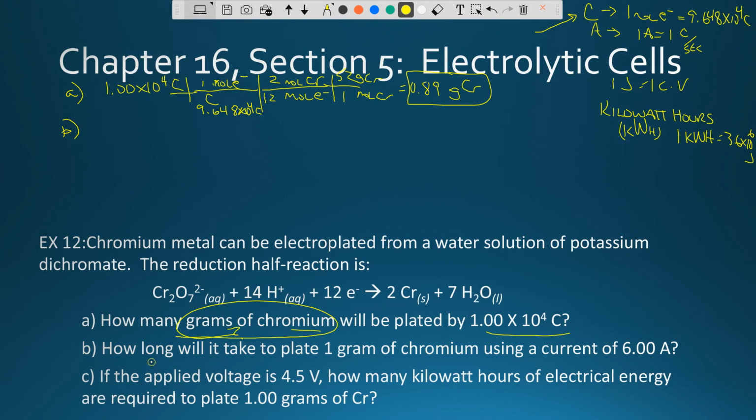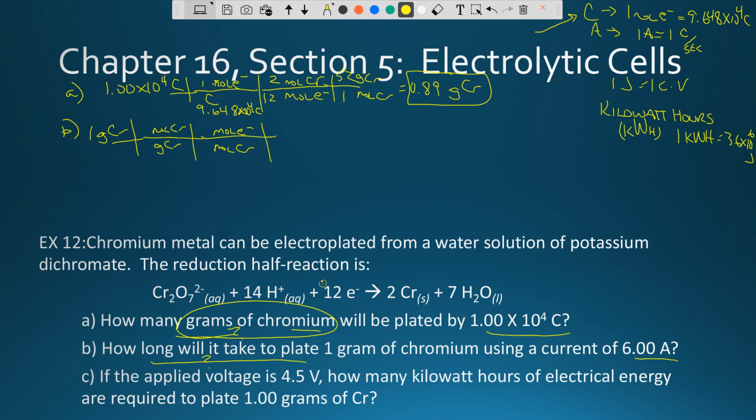I take a look at letter B. How long will it take to plate? So I have 1 gram using a current of this. So I see my amperes. Notice it's in seconds, and so I can do all of this. Now I have 1 gram of chromium that I've got. Let's turn my grams of chromium into moles of chromium. From there, I can say my moles of chromium into my moles of electrons. Now, why would I do that step? I would do that step because then I could see from all these, oh, I can go into coulombs.